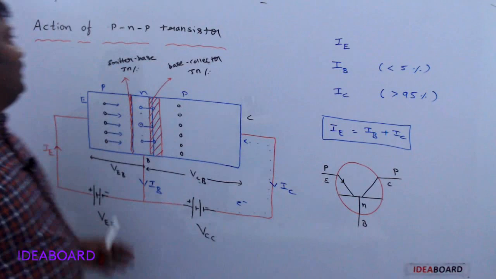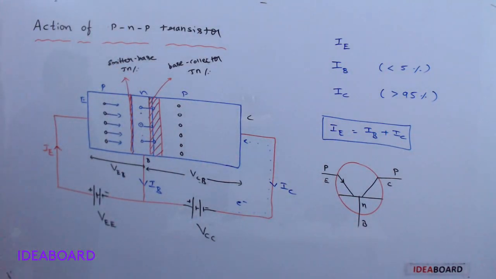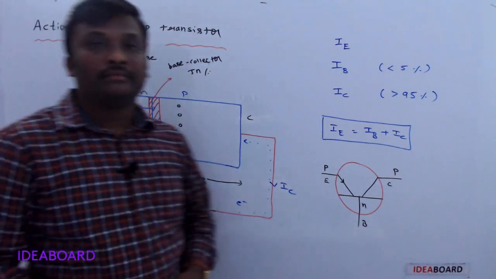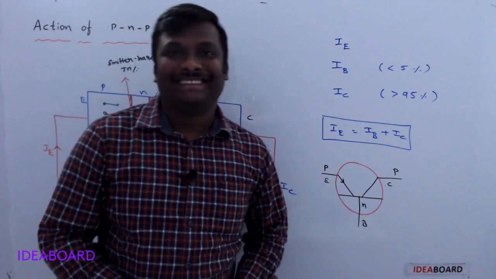Understand? So this is the action of the PNP transistor. Okay? Clear? Thank you.